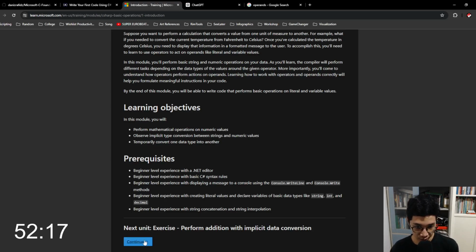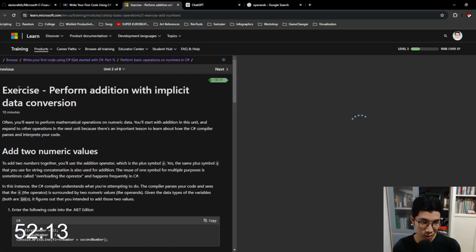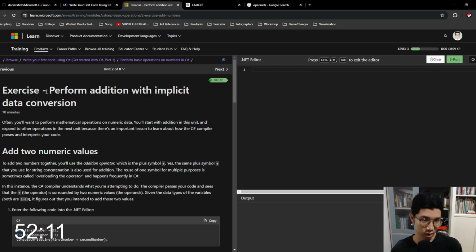Okay, we can continue to the next exercise. What exercise right now? The current unit is about performing addition. So addition, okay, with implicit data conversion. What is implicit data conversion? I have still no clue. Oh, I think it's about conversion.